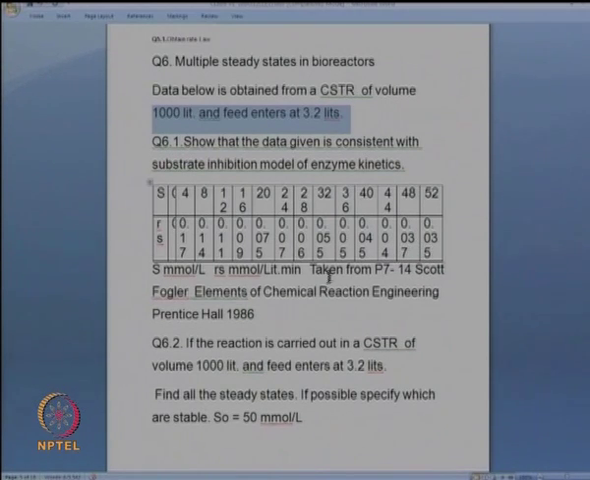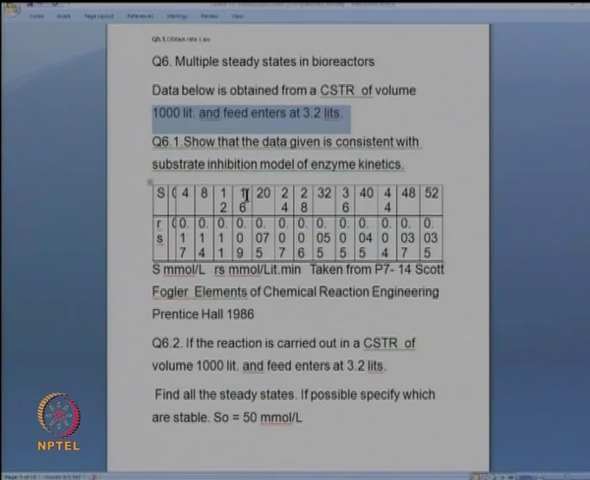This is some data I have taken from Fogler's book, 1986, and these are some kinetic data. S is given, RS is given, with the values of S at different concentrations and the reaction rates at those concentrations. Notice that the reaction rate goes up to a high value and then starts to come down. Somewhere here the reaction rate takes its highest value, 0.017, and then starts to decrease afterwards.